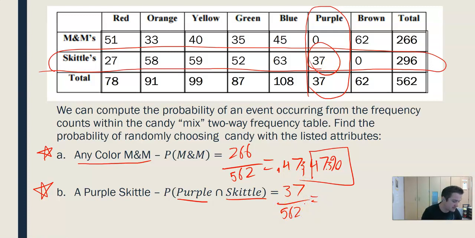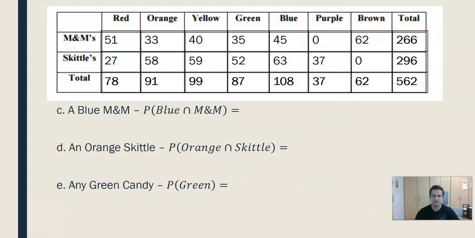So 37 divided by 562 is 0.066, or if I change this to a percentage, it would be about 6.6%. So there's about a 6.6% chance of drawing a purple Skittle out of this giant tub of candy. Not a super good chance, right? Because there's only 37 purple Skittles.